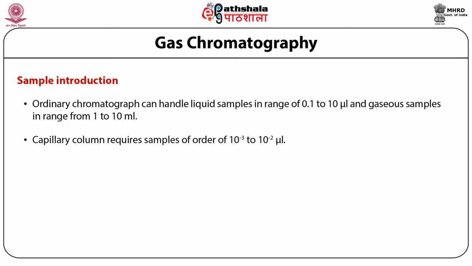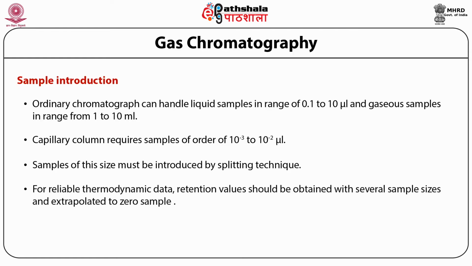Capillary columns require much smaller samples, of the order of 10^-3 to 10^-2 microliters. Samples of this size must be introduced by a splitting technique as shown in the following figure. In this way, only a small fraction of the sample is injected, and the remainder is vented to the atmosphere. Accurate measurement of a sample of this size is questionable and may account for much of the error in quantitative analysis. For reliable thermodynamic data, retention values should be obtained with several sample sizes and extrapolated to zero sample.